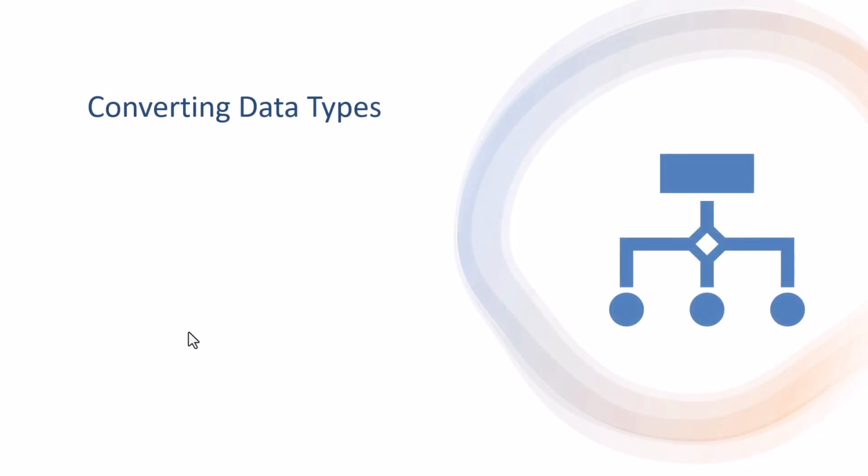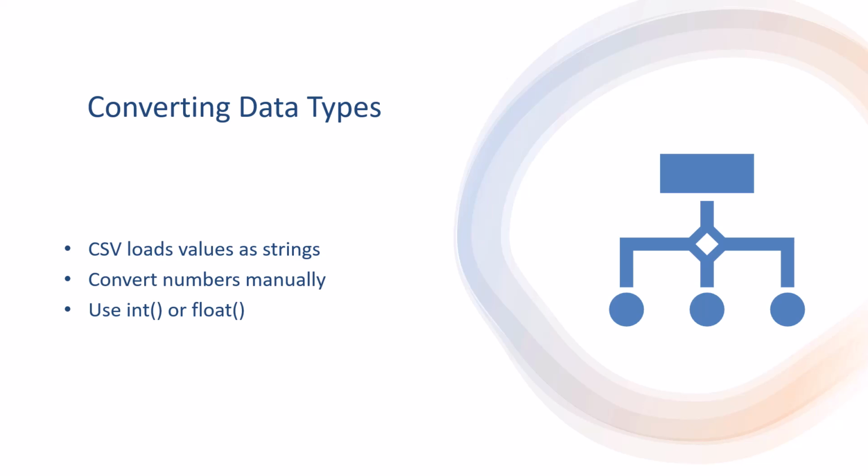Converting data types. Every value in a CSV comes in as a string. CSV loads values as strings. For math or machine learning tasks, convert numerical fields into integers or floats, and you have to convert those numbers manually. Use int or float. You may use list comprehensions if you like.